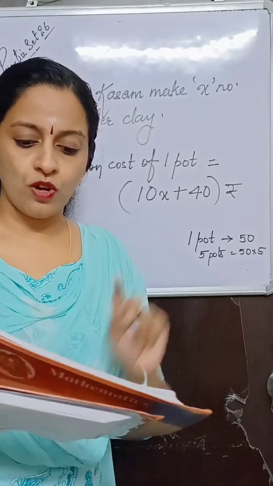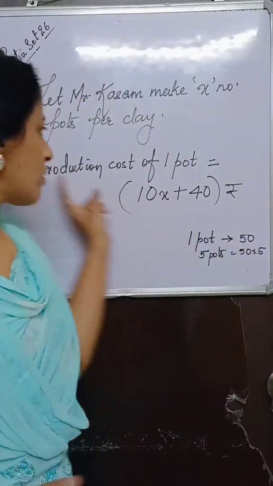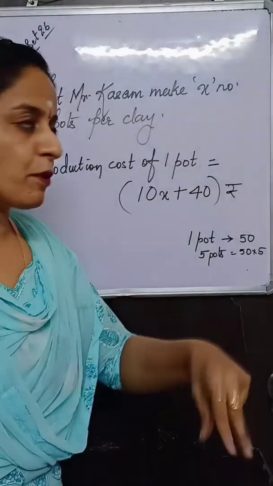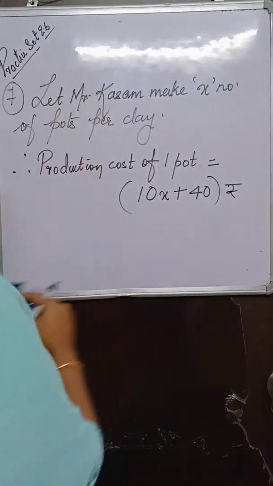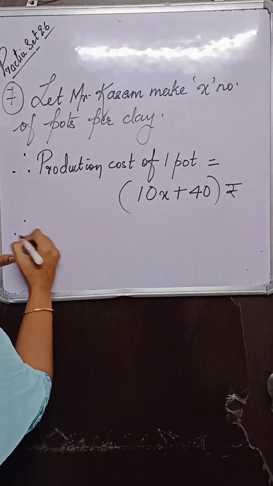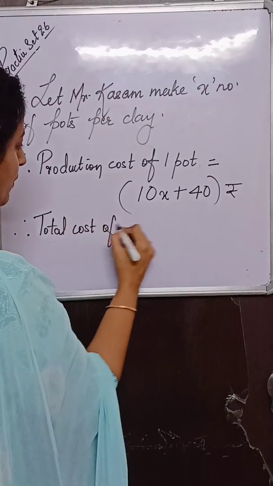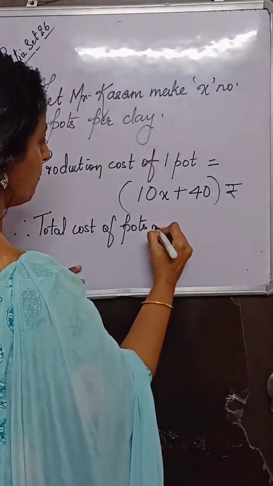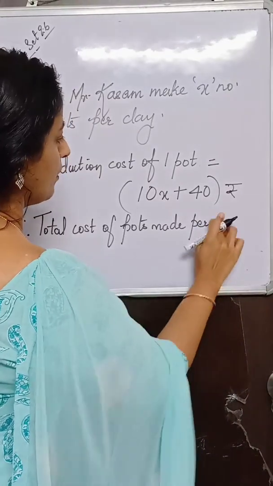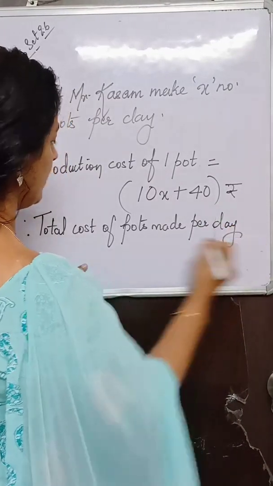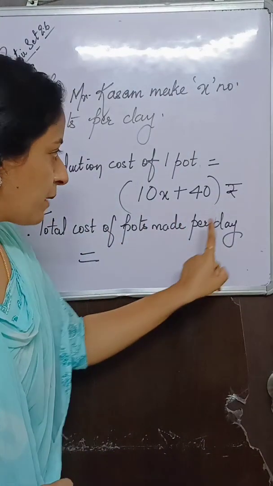Find the production cost of one pot and the number of pots he makes per day. Okay, everything will get. Cost of one pot, we have this condition. Number of pots, we have X. We'll put in. So before that, we will write one more statement to be double sure. Therefore, total cost of pots made per day is equal to the total cost of pots made per day.